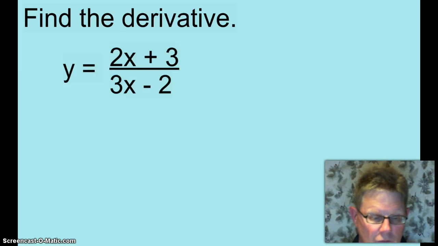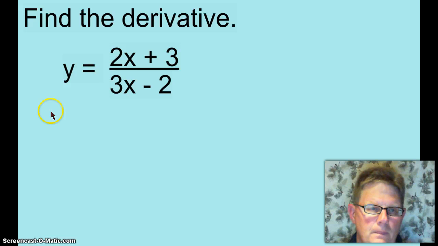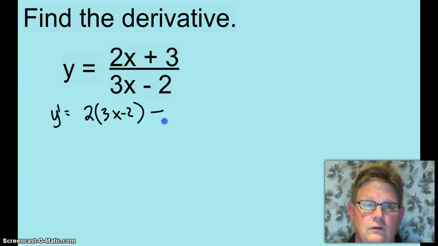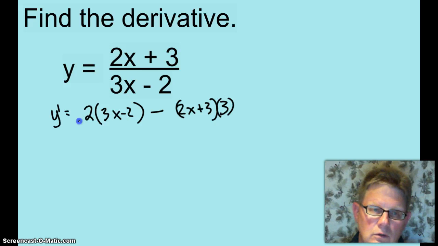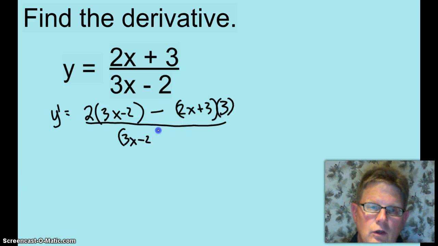y equals 2x plus 3 over 3x minus 2. Alright, so y prime equals the derivative of the numerator, that's right, 2, times the denominator, 3x minus 2, minus the numerator, 2x plus 3, times the derivative of the denominator, 3, all over 3x minus 2, quantity squared.